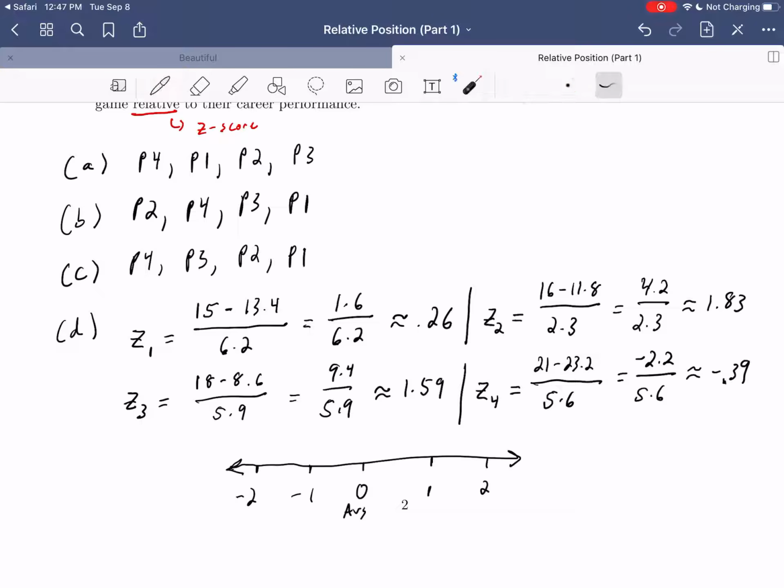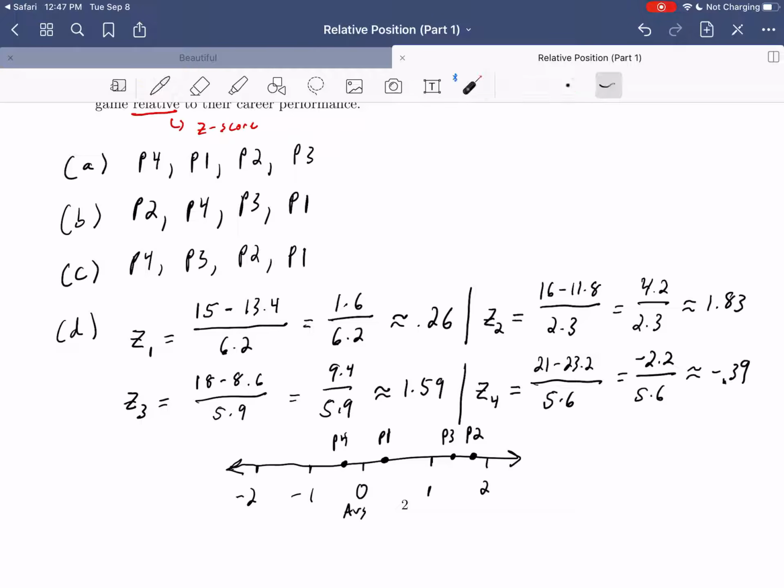So Z1 would be located at 0.26, which would be right about there. So there's player 1. Player 2 would be 1.83, which would be located over here. Player 3 was 1.59, which would be probably somewhere right about there. And then, of course, player 4 was negative 0.39, so they would be located somewhere over there.